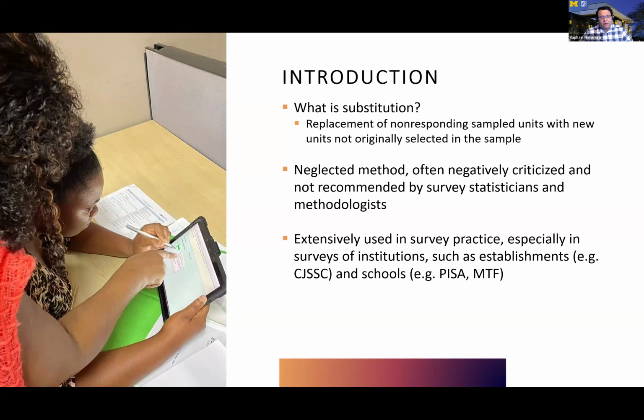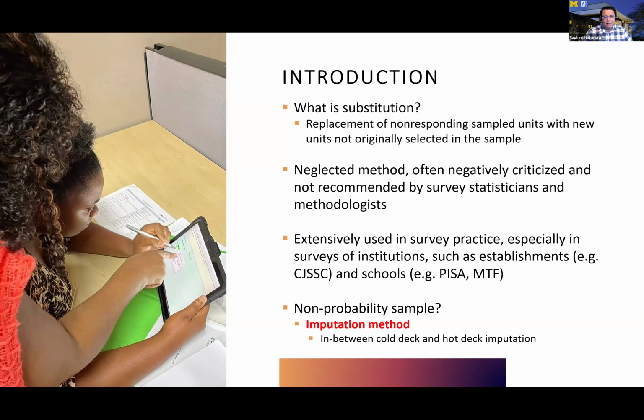Now, another criticism of substitution is that even if you start your sample as a probability-based sample, when you use substitution, some critics say that you end up having a non-probability sample, right? Because now maybe those substitutes are not selected with known selection probabilities. The result of using substitution is that you now have a non-probability sample.